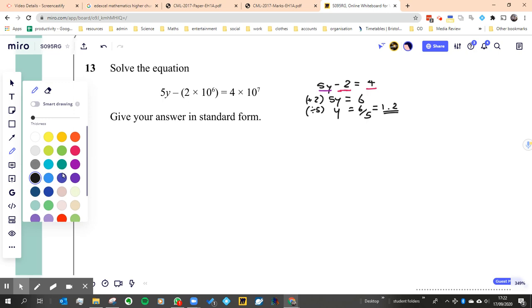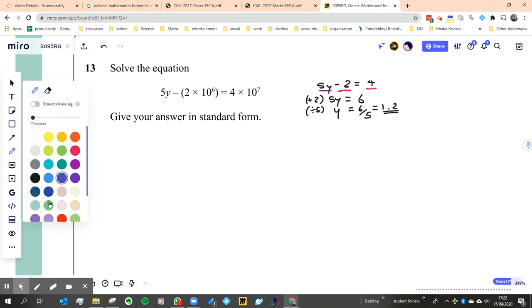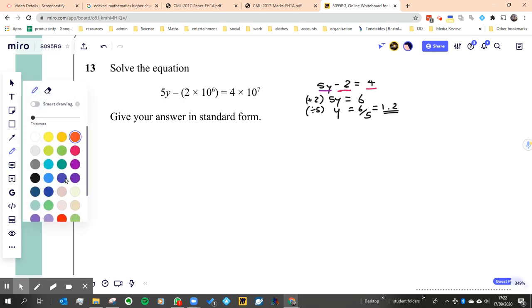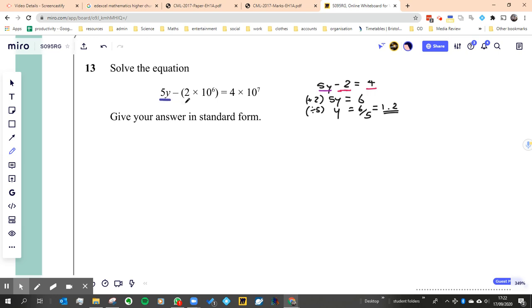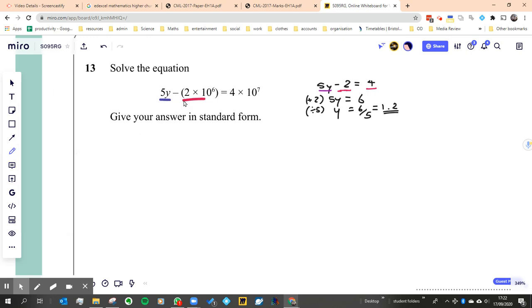I'll use a different color now. No, I've used purple before. Let's use orange. Now we're actually going to do the question that we've been given here. First of all, the like terms. Let's use the same colors for the like terms, actually. So we've got a bunch of y's, and we've got numbers. That's a number, and that's a number. But the numbers are in standard form. That shouldn't bother us too much. We can still do the same idea.